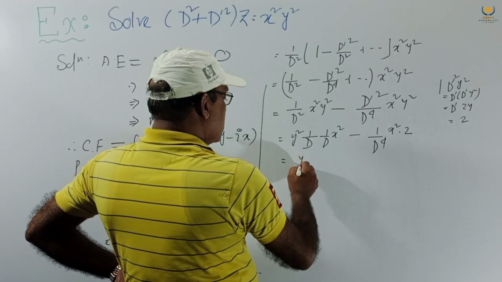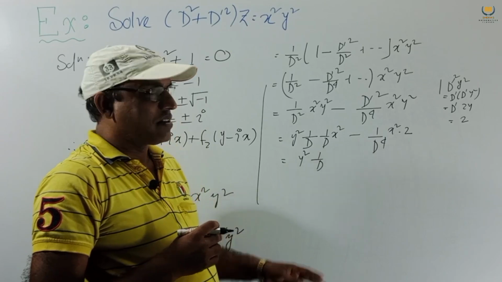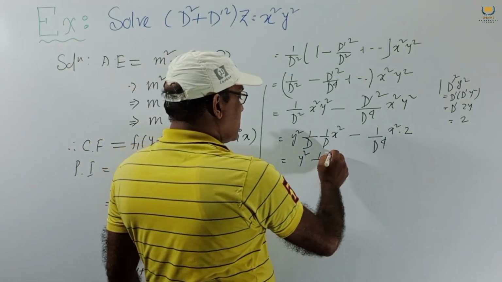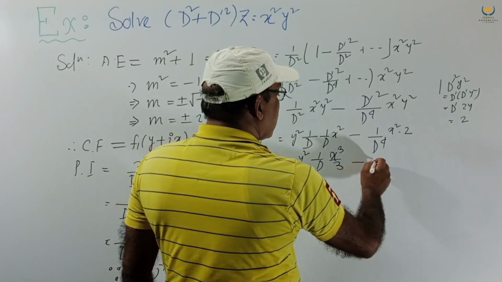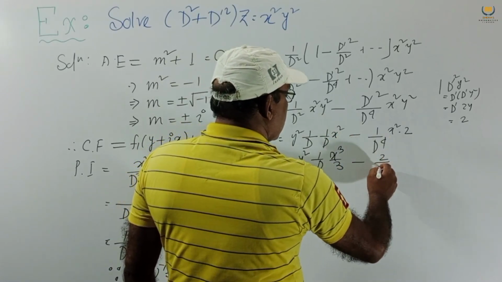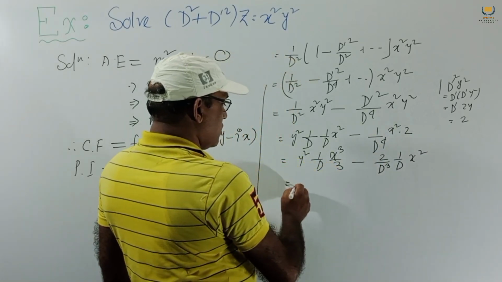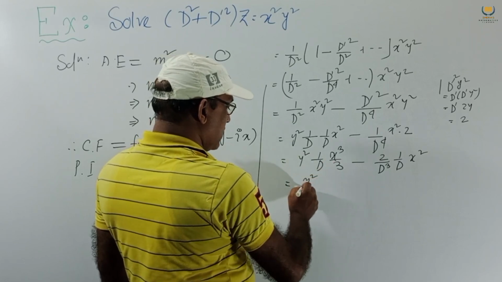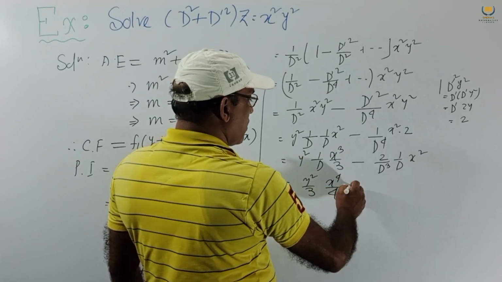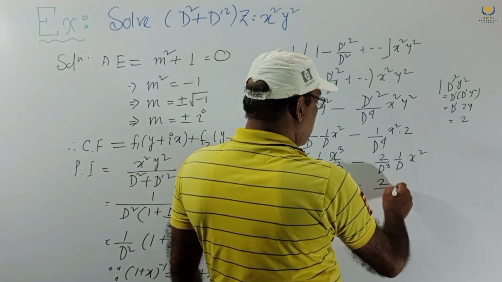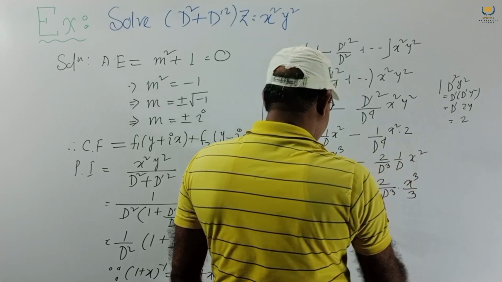Now in this one, y squared remains the same, 1 by D. 1 by D means integration. Integration of x squared means x cubed by 3. And here, 2 is taken outside. Here we have D cubed and 1 by D of x squared. So this is y squared by 3, 1 by D of x cubed means x to the power 4 by 4. And this is 2 by D cubed and 1 by D, this is x cubed by 3.